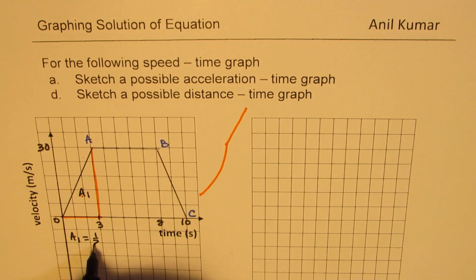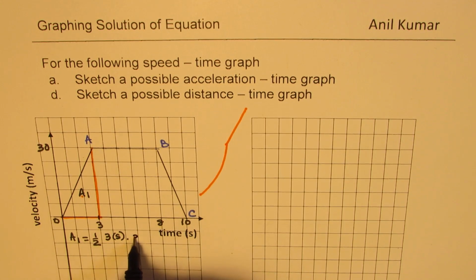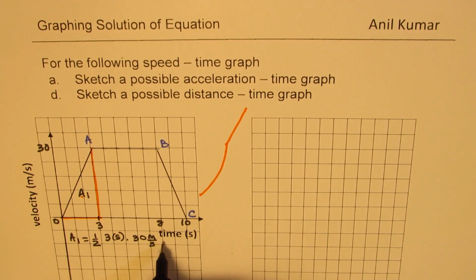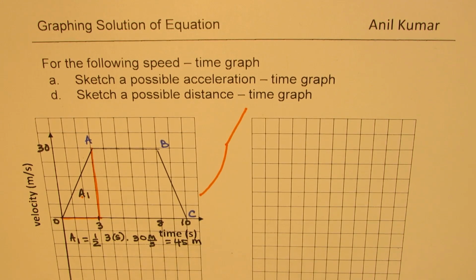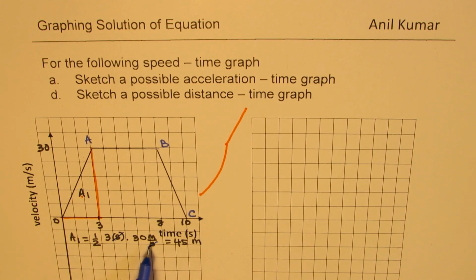which is half of base, the base is 3 seconds, right? So we'll write 3 seconds times height, which is 30 meters per second. So 3 goes 15 times, and this is 45. You can always use a calculator, right? So we get 45 meters as our unit for this. You can clearly see that the units seconds and seconds cancel, so we're left with meters. Perfect.